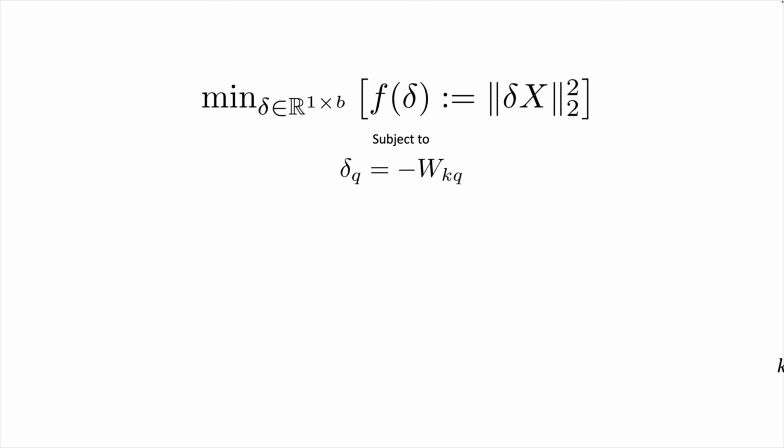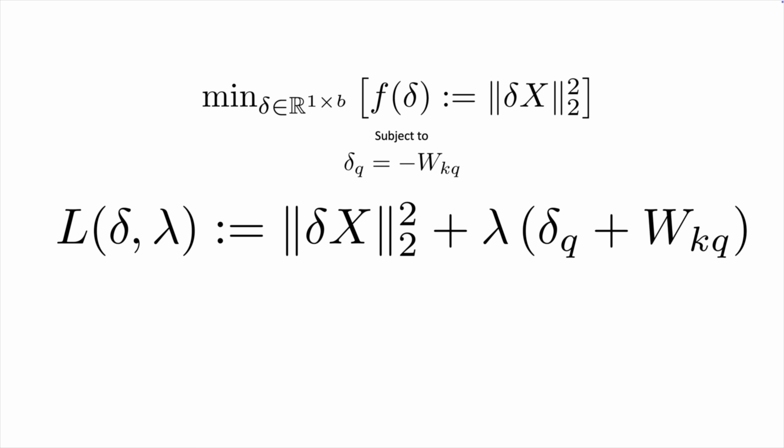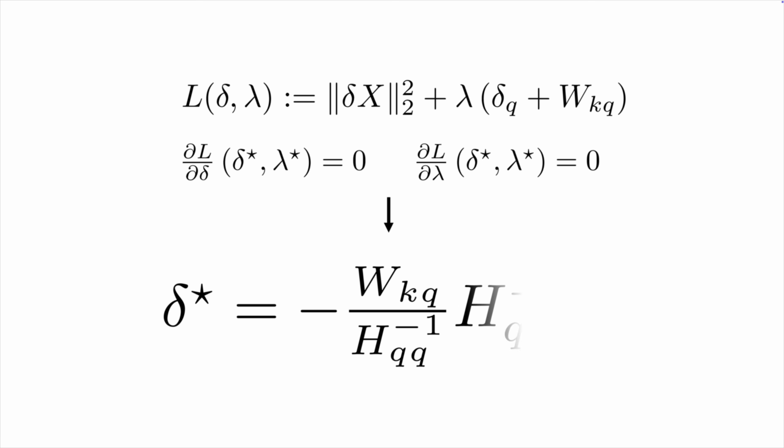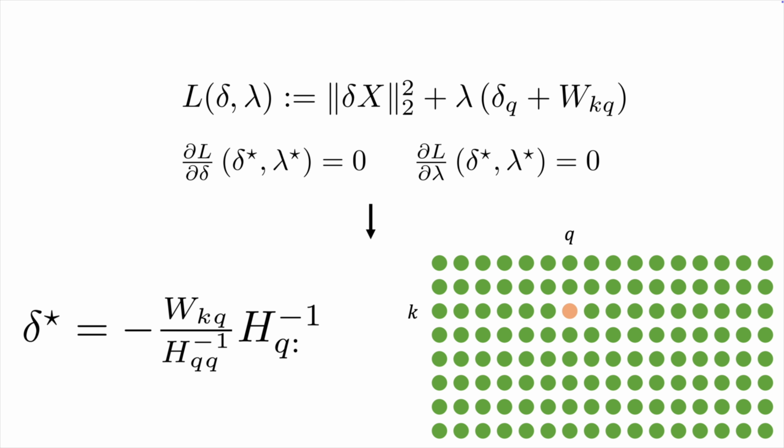We formulate this constrained optimization problem using a Lagrangian. The objective asks for the smallest possible increase in the squared output error, while the constraint forces the chosen parameter to disappear. The matrix H is X X transposed, which is simply the Hessian of this squared error objective. It captures both the scale of the input features and correlations between them.